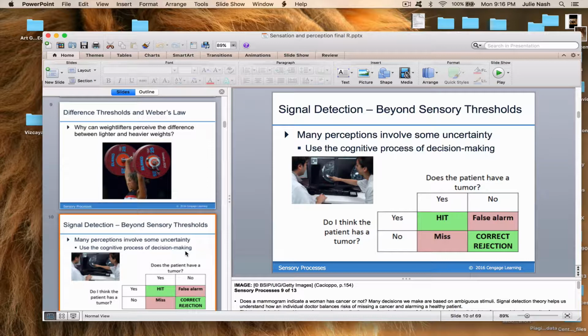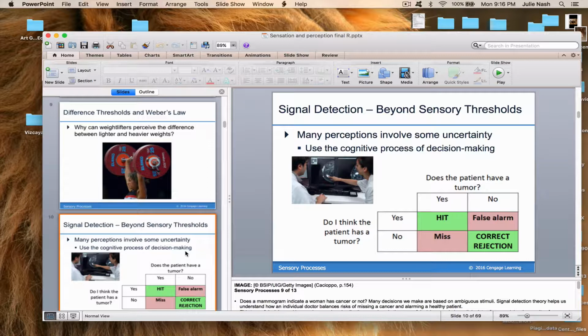So this is an example of if you were a nurse and you had to detect tumors, you would probably be much more sensitive. You would probably have a lower threshold for detecting them because it's so important. So you can see the ones that are in green, those are good. You definitely want to detect it if it's there.